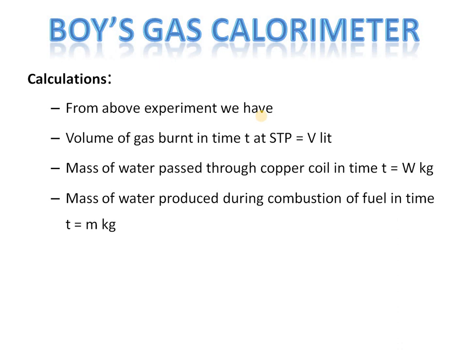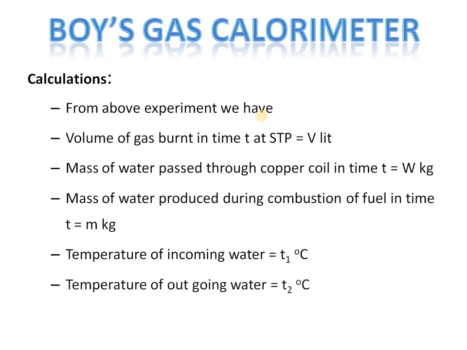Now this is the amount of water produced by combustion of V liters of the fuel. So for 1 liter of the fuel, the mass of water produced will be equal to m upon V kg per liter. Then the temperature of incoming water, which will be measured from thermometer T1, will be equal to T1 degree Celsius. Temperature of outgoing water, which will be measured from thermometer T2, will be T2 degree Celsius.